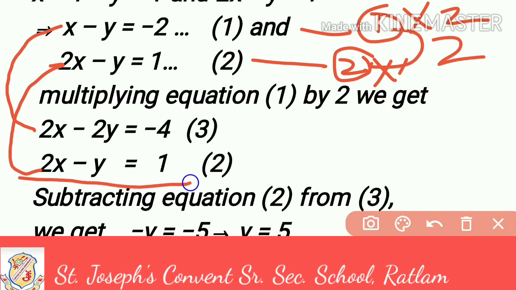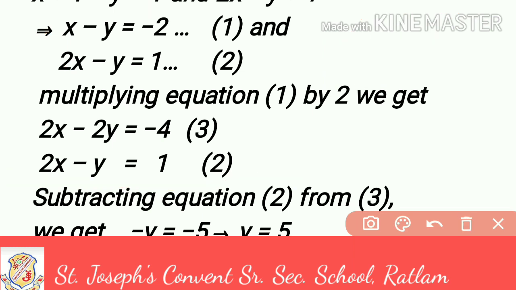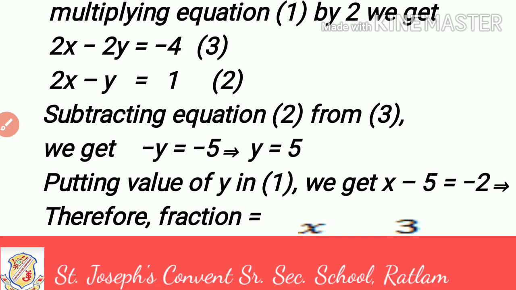So now can you see the signs are same? 2x, 2x. So simply subtract equation 2 from equation 3. This again I am repeating: whenever the signs are same, subtract the two equations, and whenever the signs are different, simply add the two equations. So subtracting equation 2 from 3, subtracting means signs change, minus will become plus, and plus will become minus. So minus 2x and plus 2x will cancel out. Minus 2y plus y, what is minus 2y plus y? Minus 2y plus y is equal to minus y.